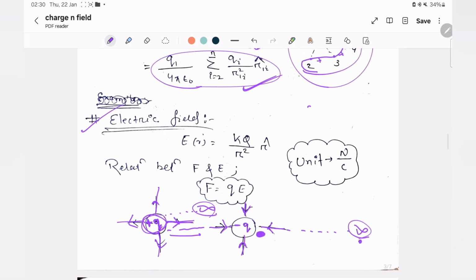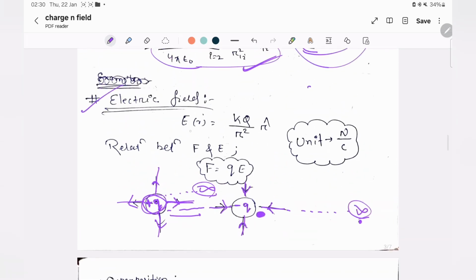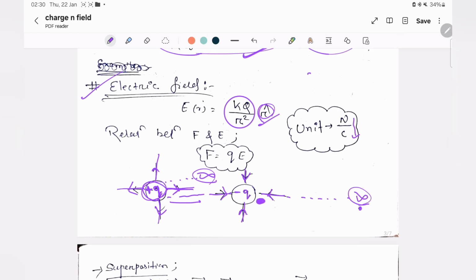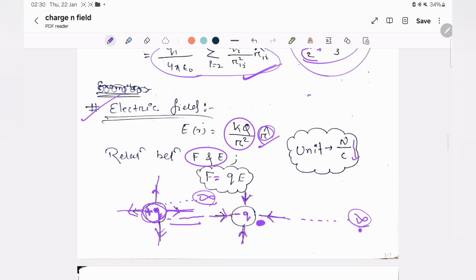So this is the thing, and the formula of electric field is kq by r square, and it has the direction along r. Its unit is Newton by Coulomb. The relationship between F and E is F equals QE, as we know if we consider a uniform electric field. What do you mean by uniform electric field? Uniform electric field is equispaced, uniform throughout the system.